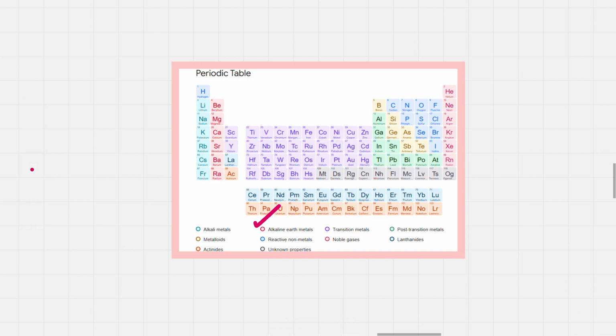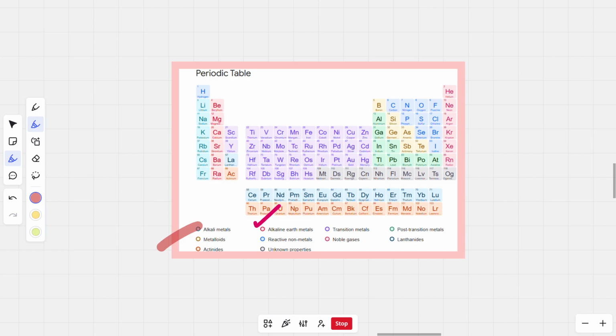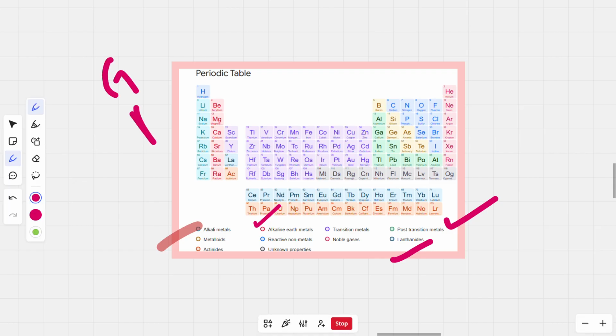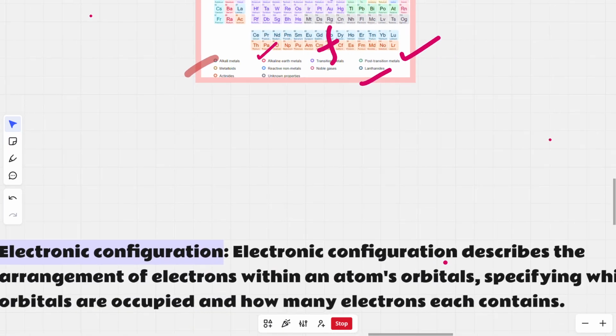And we have so many names like alkali metals, alkaline earth metals, transition metals, post-transition metals, lanthanides, actinides, metalloids and all. Okay, you know that the periodic table is divided into groups and periods, right? And there are certain groups which have been given names like S, P, D and F. Hold on, okay. This is D and P and F. Okay. Now further, moving on to electronic configuration.